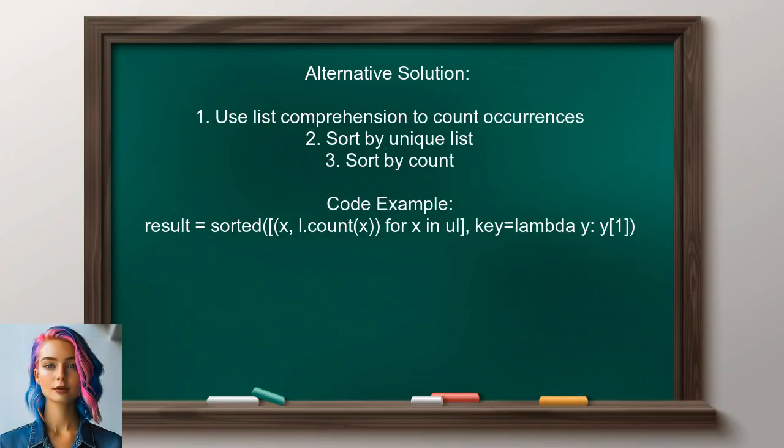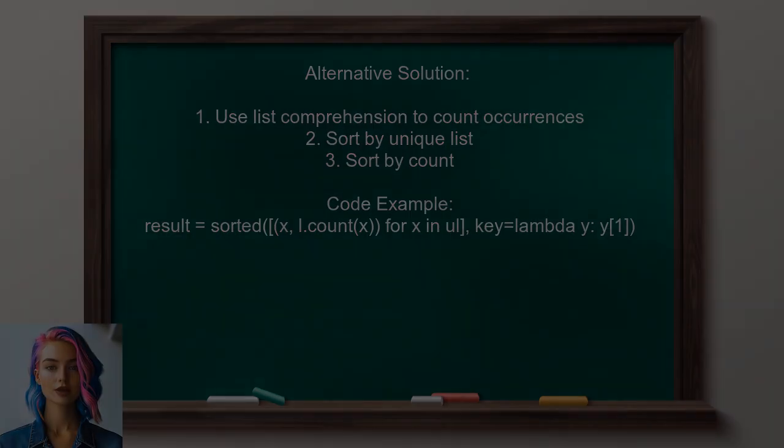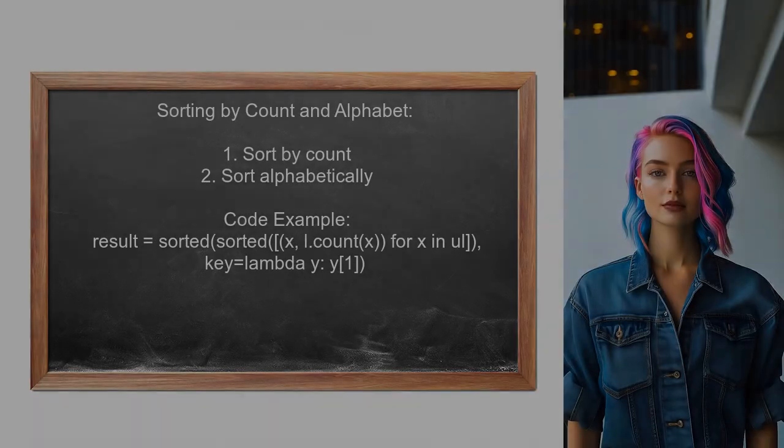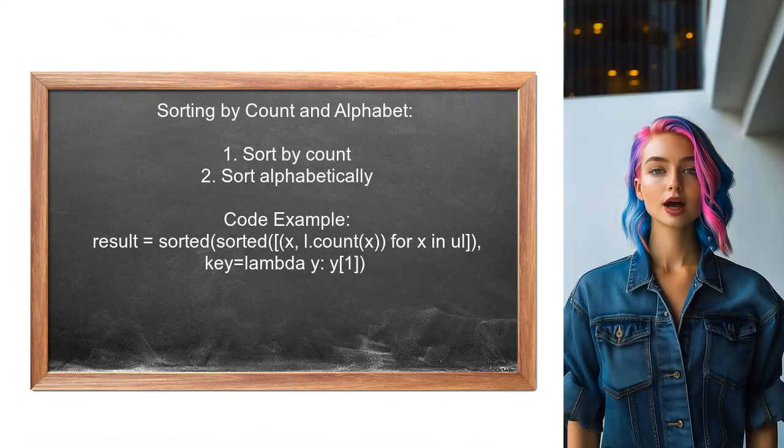This user suggests using list comprehension to count each unique country in the list. They recommend sorting the results based on the unique list, followed by the count of occurrences. If you want to sort alphabetically after counting, you can modify the sorting step. This will first sort by count and then alphabetically.